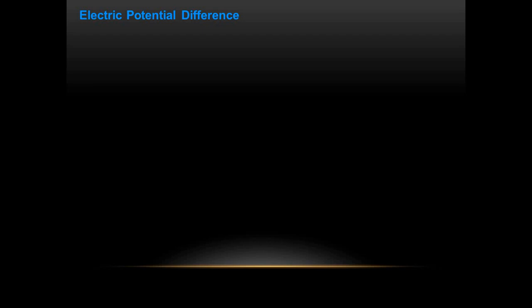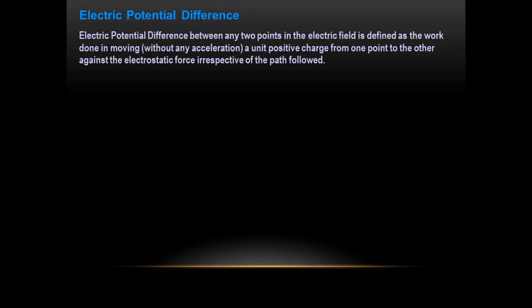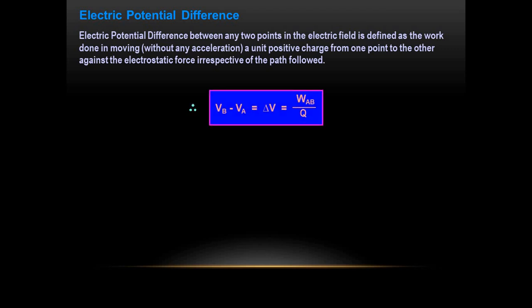Then what is the electric potential difference? The electric potential difference between any two points in an electric field is defined as the work done in moving a unit positive charge from one point to another against the electrostatic force, irrespective of the path followed. Therefore, we can define the potential difference. Here it is denoted by VB minus VA, or delta V, and it is the work done to bring a charge from A to B divided by charge Q.